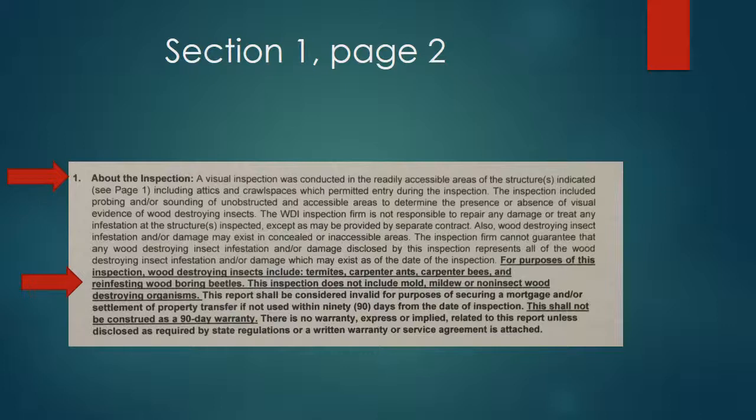The other part of this just says the report is obviously not construed as a 90-day warranty, but it is good for 90 days. So to me, that's just saying this report is good for 90 days, and it's good for mortgage purposes and other things like that. It says obviously securing a mortgage and or settlement of property, it has to be used within 90 days. So keep in mind it's going to be 90 days, and I think most states go along with that, so no matter what state you're in, you should be pretty good with that.